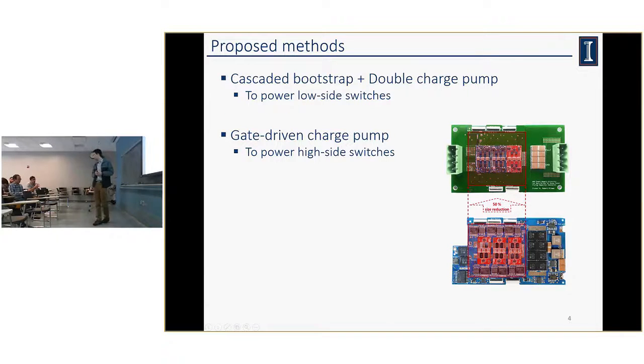Okay. So in this work, we proposed 3 methods to do the floating power supply work. The cascaded bootstrap double charge pump is used to power the low side switches. The low side means the switches below the inductor. And the method called gate-driven charge pump powers the high side switches. By combining the three methods together, we are able to reduce the size of the power stage of this 7-level converter by half, from this rectangle to the middle of this. So we achieve 50% reduction by using these 3 methods.